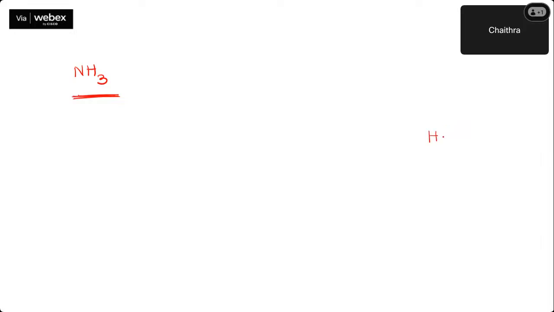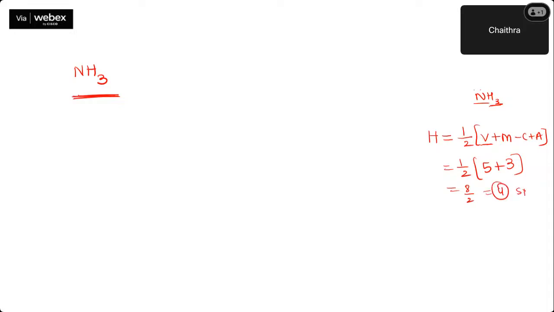You can use this formula: H is equal to half into V plus M. Yes, very good. Yes, we have an answer from Kirana. Yes, sp3 hybridization. So you can use this formula where the central atom's hybridization you have to calculate. Nitrogen's valence electrons is 5, plus monovalent atoms surrounding nitrogen is 3. No cationic or anionic charge is there. So it is 8 by 2, which is 4. 4 is the number, which means it is sp3 hybridization.